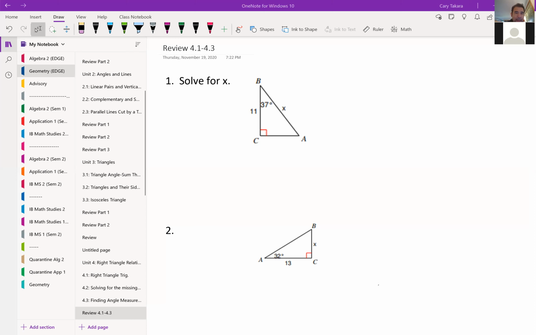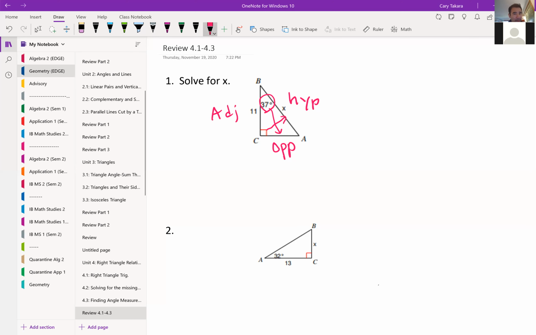So the first step is to identify the opposite, which is the opposite side of the focus angle. The hypotenuse is the side across from the 90 degree angle. The last one has to be the adjacent. Next, you're going to pick sine, cosine, or tangent. Which one is this? Is it a sine problem, cosine problem, or tangent problem?